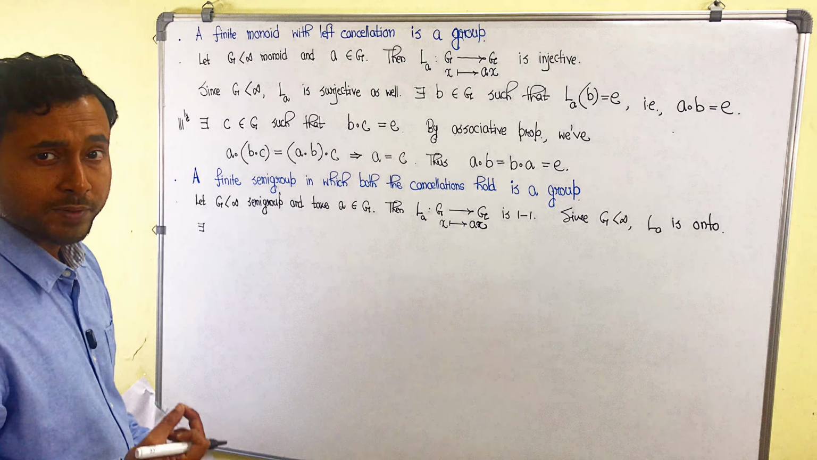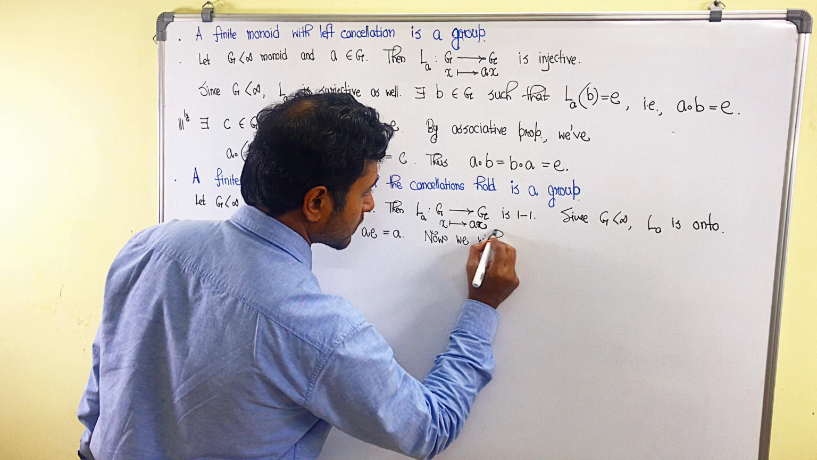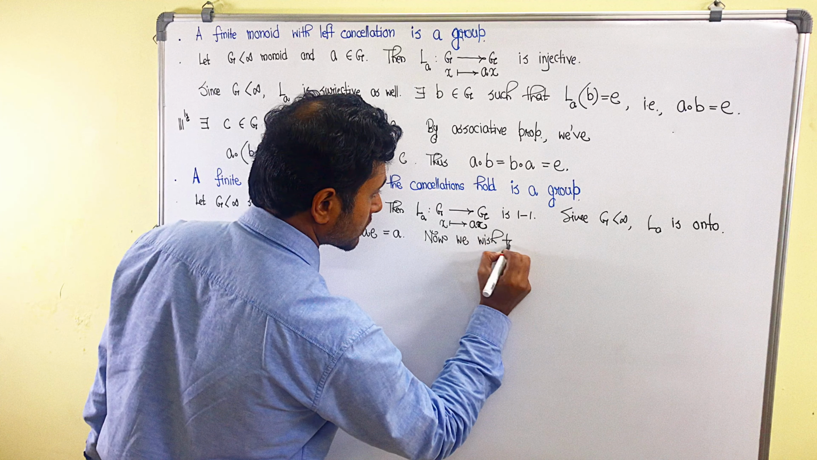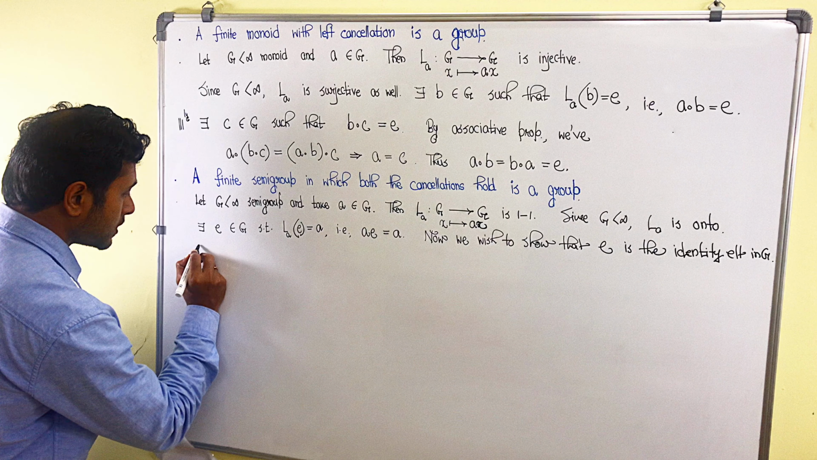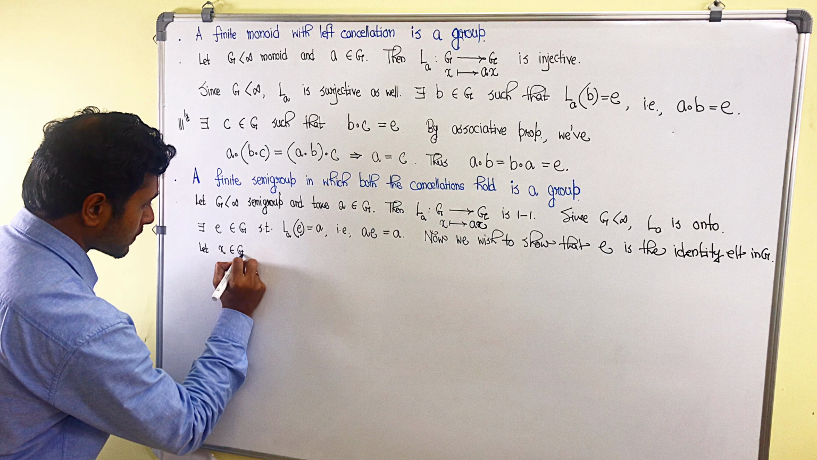So now we wish to show that e is the identity element in G. We pick an element, let's say small x in G, fixed arbitrarily. So let small x belong to G. We want to show that xe equals ex equals x.